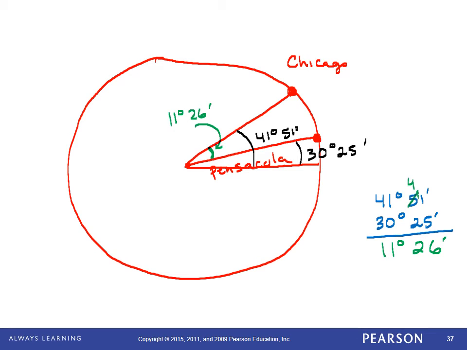So that is the angle between Pensacola and Chicago. Or, as they like to say, Chicago. Whatever. Okay, let's go. So, let's convert this into radian measurement here. Ooh, this is fun. I don't think we've ever done this before here.